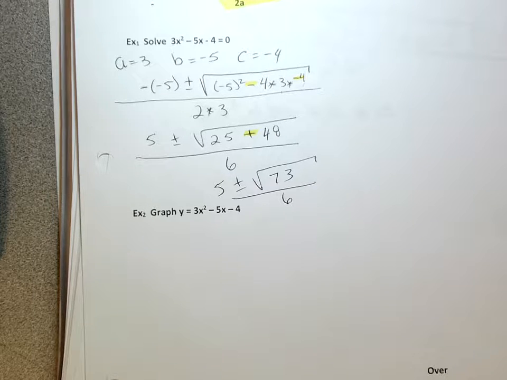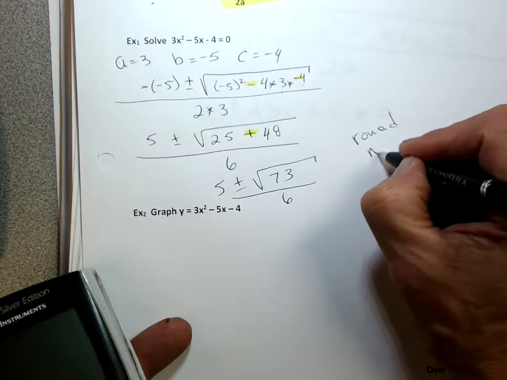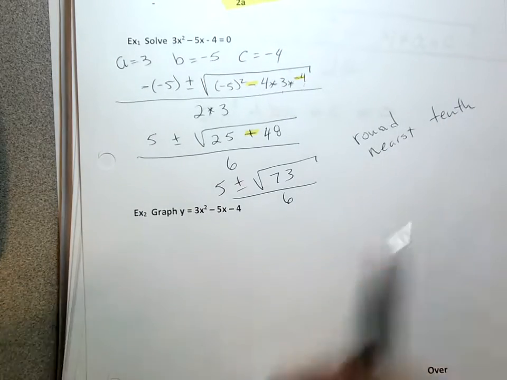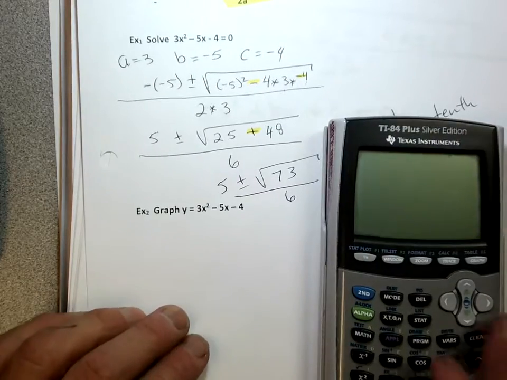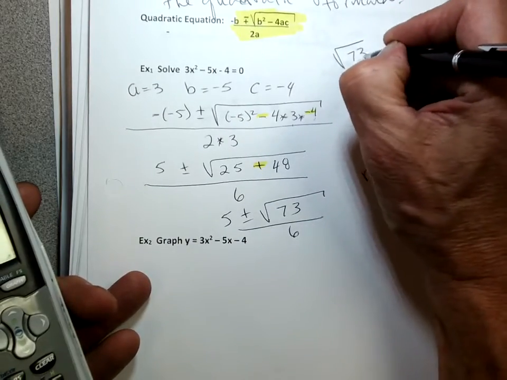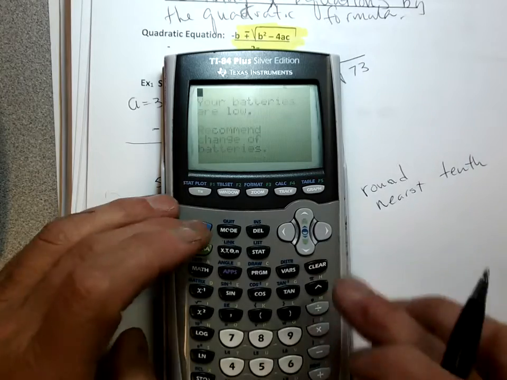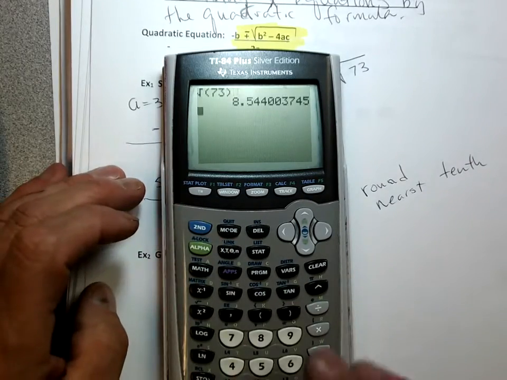We'll round to the nearest tenth, and I do the nearest tenth because normally that's the best we can graph. So I'm going to figure out what the square root of 73 is on the side, in my calculator. What is that? I don't know. I'm going to find out in a second. Square root of 73 is about 8.5, yeah.